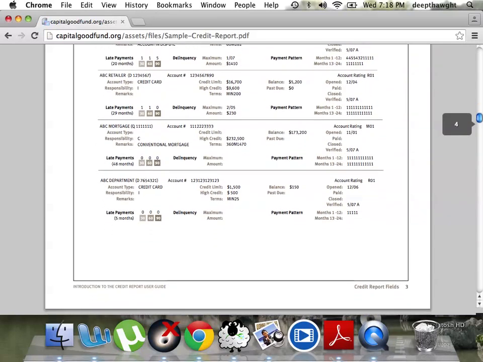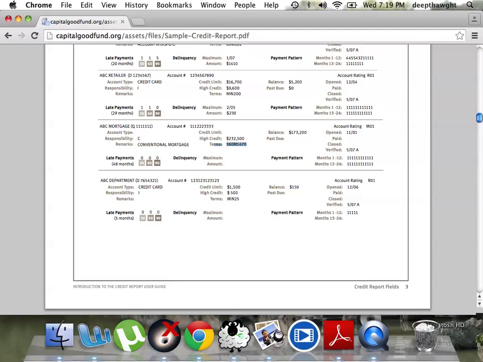All right, now this is a mortgage. Let's take a look at that. You have the account number. You have the remarks. It's a conventional mortgage. In the past 48 months, they're 0 times 30, 0 times 60, 0 times 90. When they bought this house for $232,000, their loan amount was for $232,500. The terms of this is 360 months. If you take 360 divided by 12, it's a 30-year mortgage, and they pay $1,470, okay, a month.